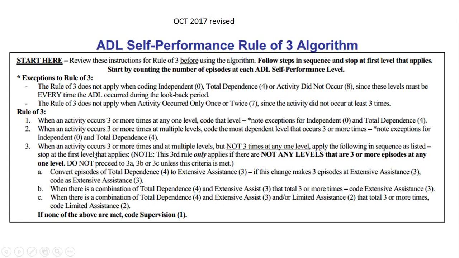Stop at the first level that applies, and then they again say to you, note, this third rule only applies if there are not any levels that are 3 or more episodes at any one level. Okay, so they bolded that, they highlighted it, they put it in there twice. They want you to understand that when you see 3 zeros, that's 3 times at one level. All right, we can't disregard that, and you would not go on any further and you would code it as supervision because it doesn't meet any of the other criteria.